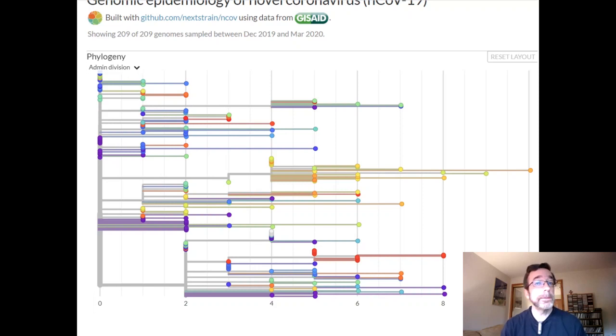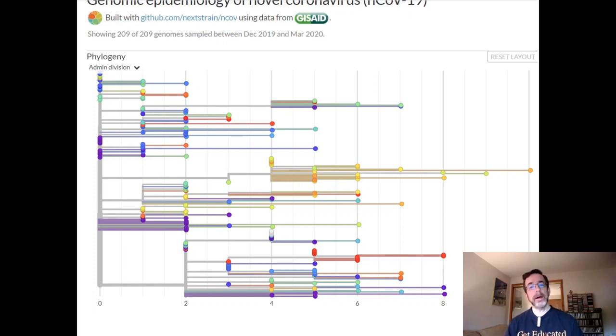So if you change it to divergence, divergence is a measure of, out of those 30,000 letters, how many of them have changed and which changes are identical. And so you can look at it as divergence, and you can see down here, we talked about how there were 3 letters different between the first strain sequenced and the second strain sequenced.